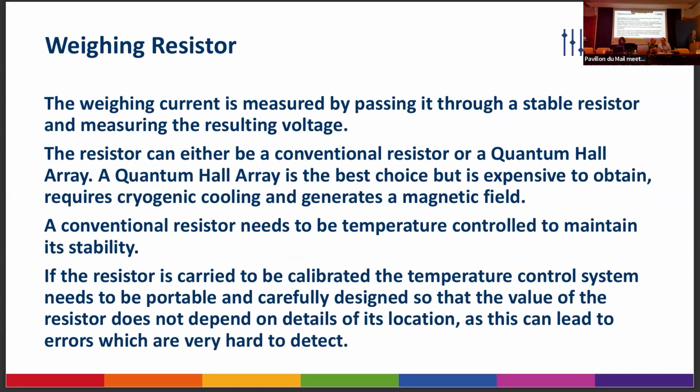The resistor: you need to pass the weighing current through a resistor. Nowadays you can have either a quantum Hall array or a conventional resistor. The quantum Hall array is wonderful, but it's expensive to obtain, needs cryogenic cooling and generates a magnetic field, all of which can be a bit of a pain. But you get an absolutely brilliant resistor. A conventional resistor has to be temperature controlled, all sorts of things. So you've got to be very careful, if you're going to move it to be calibrated, that your temperature control can't work out that it's been moved, because that's an extremely hard error to locate.